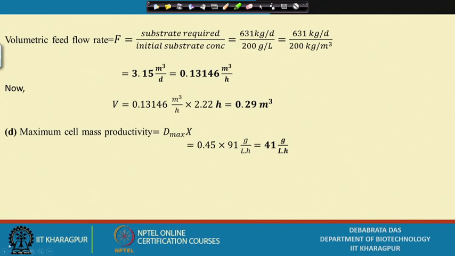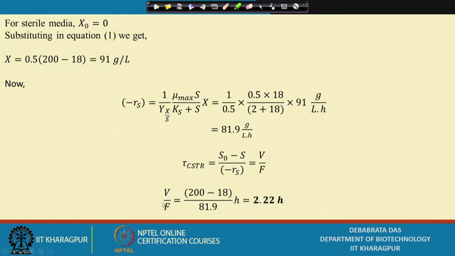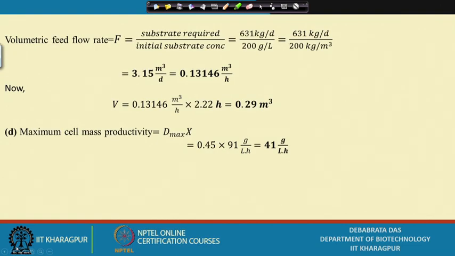Now, if you look at the previous equation, this is equal to V by F. If we want to find out the volume of the reactor, we have to find out the flow rate. So, how can you find out the flow rate? Flow rate can be found from the substrate required that we have already calculated, 631 kg per day, and the initial substrate concentration is 200 grams per liter. Now, 200 grams per liter is equal to 200 kg per cubic meter. So, this will be converted, we can write this as 3.1 cubic meter per day, and we can convert this in terms of hour by dividing by 24. Then 1.131 cubic meter per hour.